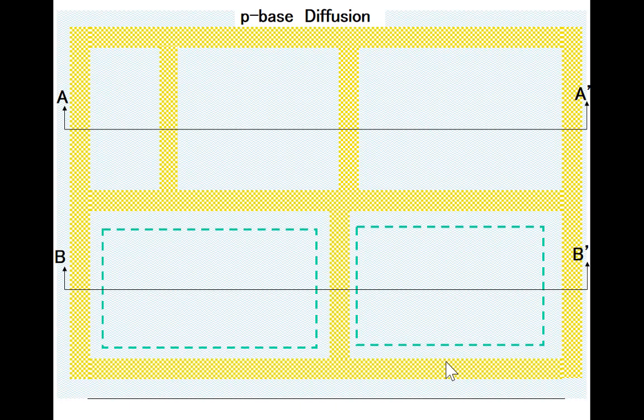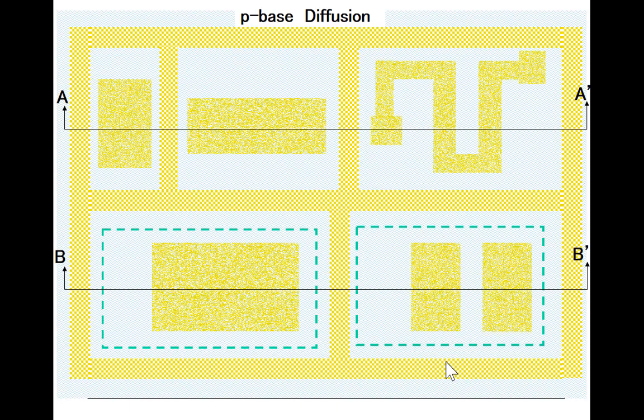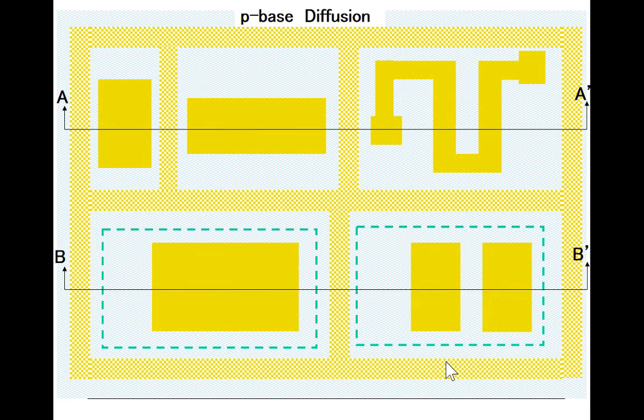From a top view, we put the P-base diffusion in. We end up with P-base material shown here. We're about 60% done. Any questions so far?